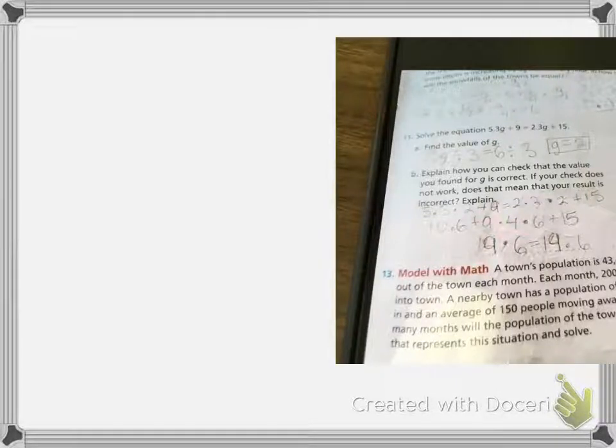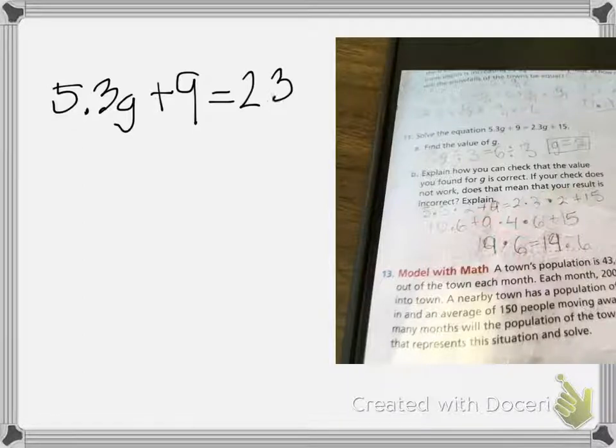Okay, so for problem number 11, we're going to solve the equation by isolating g. Alright, so we have 5.3 g, and then we have plus 9 equals, and then 2.3 g, and then plus 15.